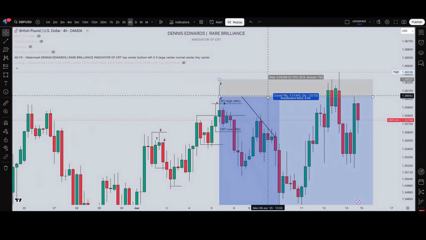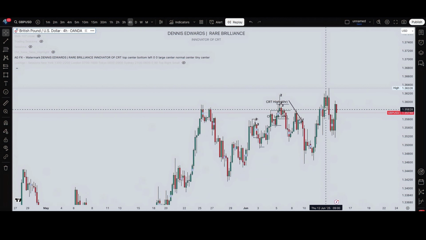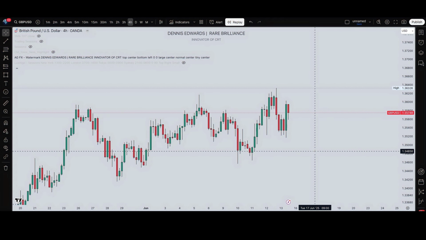So let me just take that back off, clear up this entry area. Just pretty much clear up this chart overall because it will no longer be needed. And so now, very quickly, I'm going to wrap up on a few more definitions that will help you understand how sessions affect price behavior through the CRT perspective.